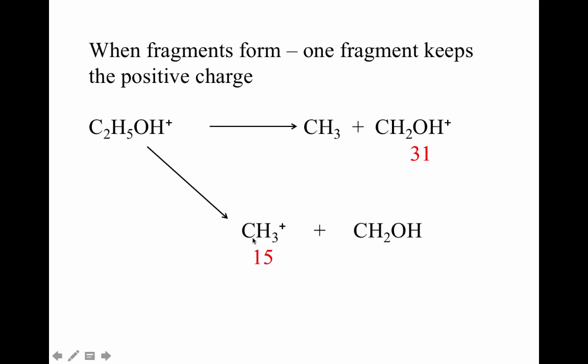Going to sound like a broken record, but I'm going to say it again. When fragments form, one fragment is going to have a positive charge, and that is the fragment that's going to show a peak. So the mass spec only picks up things that are positively charged. So if you're identifying things in a mass spec, you have to include that positive charge.